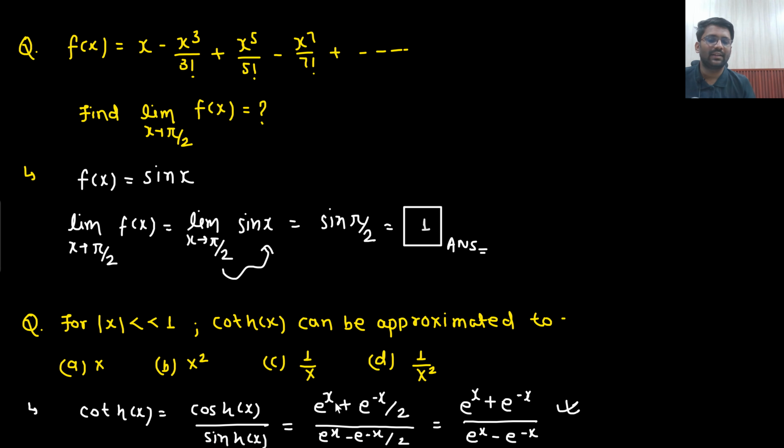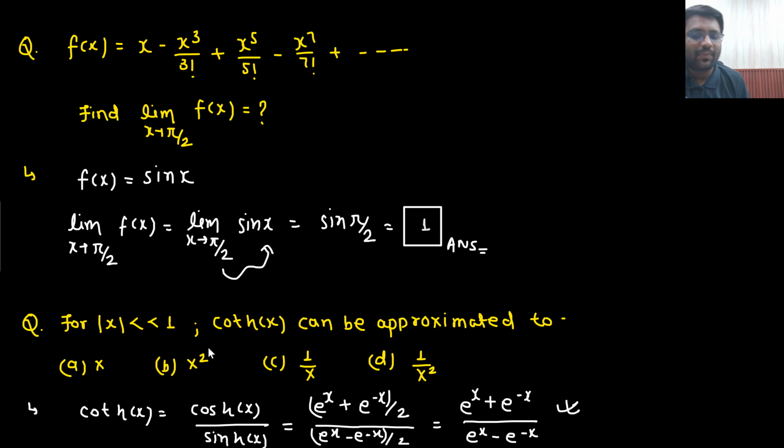What I mean to say is that sir, cot hyperbolic x I have received as e to the power x plus e to the power minus x divided by e to the power x minus e to the power minus x. First thing you let me know, did I mug it up? No. I understood that sir, what is cot hyperbolic x? Cot hyperbolic x is nothing but cos hyperbolic x divided by sin hyperbolic x. What is cos hyperbolic x? Sir, it is nothing but e to the power x plus e to the power minus x whole divided by 2. And e to the power x minus e to the power minus x whole divided by 2. Then sir, 2 got cancelled out and this is the expression I am getting.